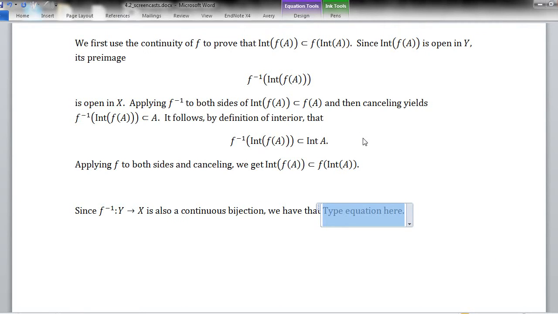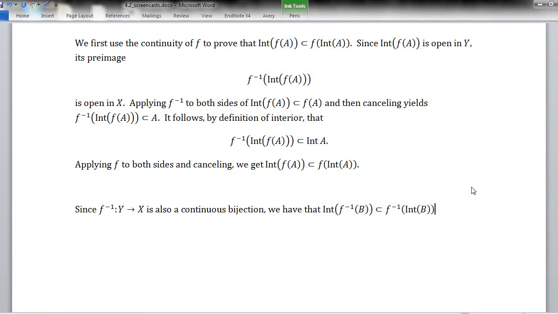I'm going to use what I just proved, that this statement is true with f inverse in place of f for any set B in Y. So the interior of f inverse of B is a subset of f inverse of the interior of B for every subset B of Y. Now I just need to change these f inverses to f's, and then the right thing is going to appear.